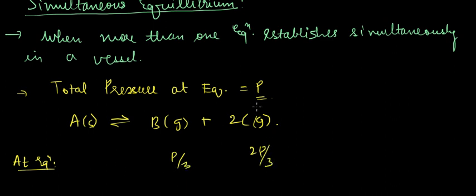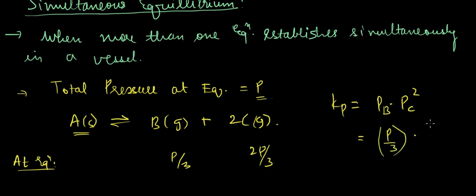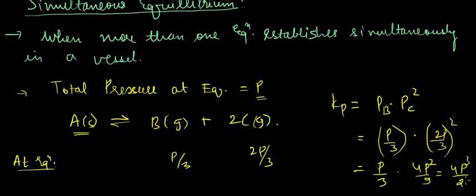Only then the total pressure at equilibrium would be P, because A is a solid and we don't generally consider the partial pressure of solid in calculating the total pressure at equilibrium. Okay, so Kp in this case would be partial pressure of B multiplied with partial pressure of C squared. Partial pressure of B is P by 3, partial pressure of C squared is 2P by 3 whole squared. So we can write it as P by 3 multiplied by 4P square by 9, which is nothing but 4P cube by 27.